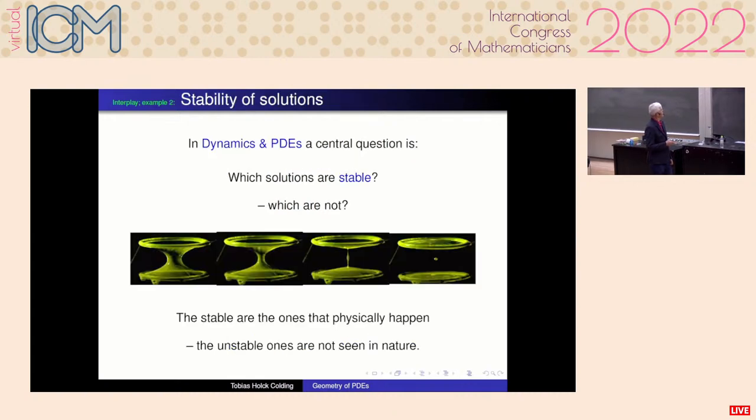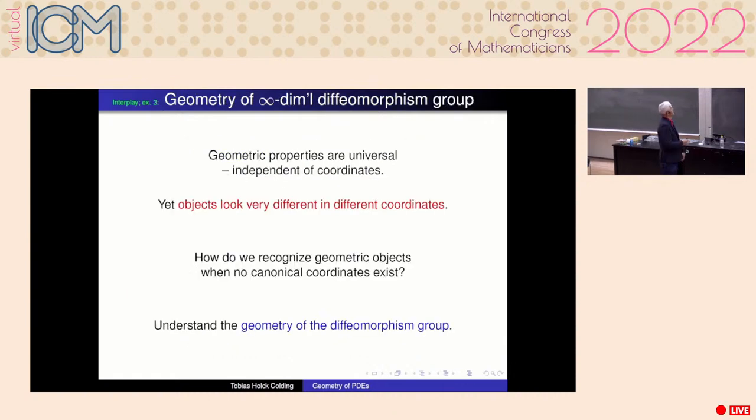Another of the three examples that we discuss is that in dynamics and PDE, a central question is which solutions are stable and which are not. The stable ones are the ones that physically happen, and the unstable ones are not seen in nature.